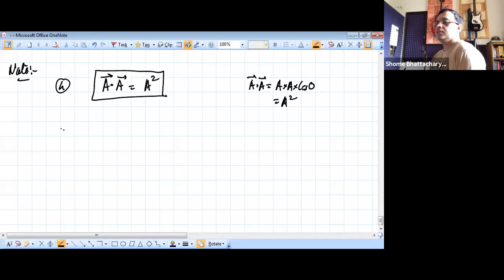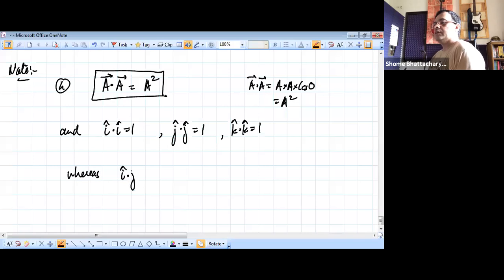Specifically, what happens is that i cap dot i cap becomes unity. j cap dot j cap becomes unity. And k cap dot k cap also becomes unity. Whereas i dot j is 0, j dot k is 0, and k cap dot i cap is also 0. Why? Because these are perpendicular.